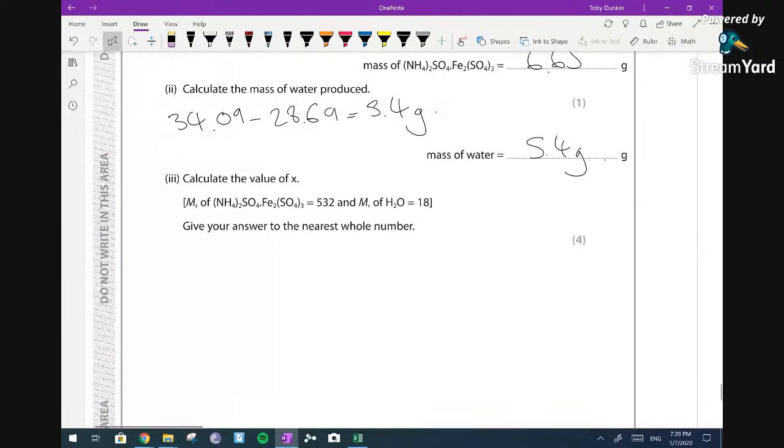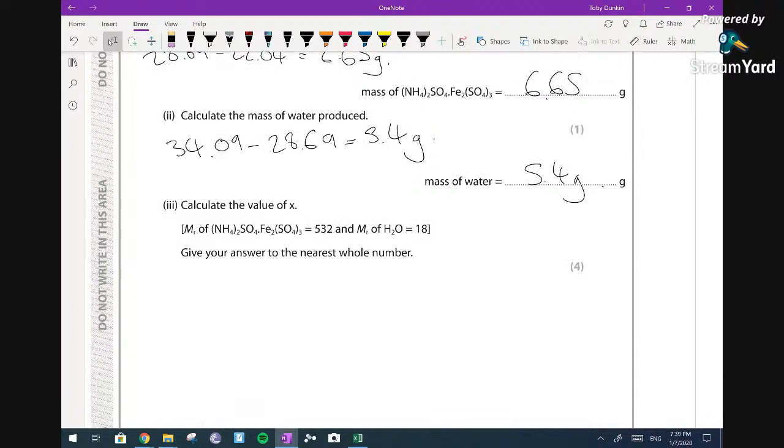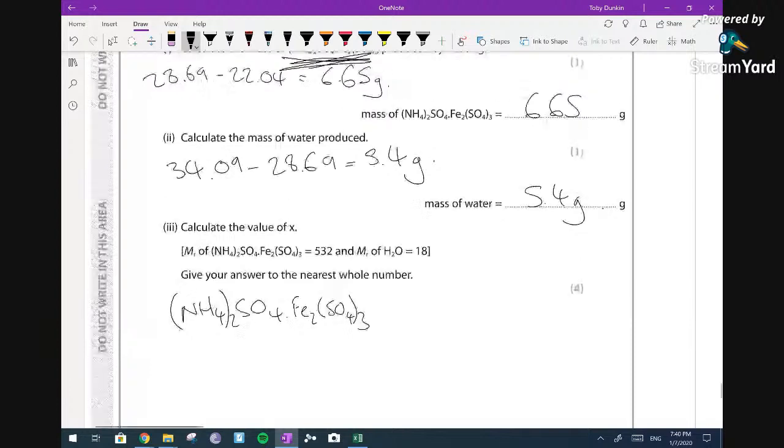So this is just empirical formulae. So we've got (NH4)2SO4·Fe2(SO4)3. What a mess. Right, the mass of that was 6.65. The mass of water, H2O, was 5.4.